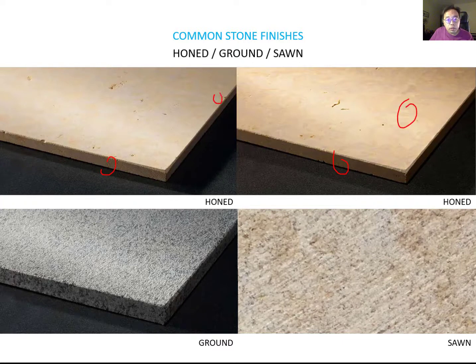Okay, what about the ground? The bottom left image is ground. It is a rough textured surface with an exposed aggregate finish. It means you keep grinding to expose the aggregate. Compared to the honed, the ground has much more texture and also exposes the aggregate. And the sawn, you usually find this vertical texture when you have the sawn here. Okay.